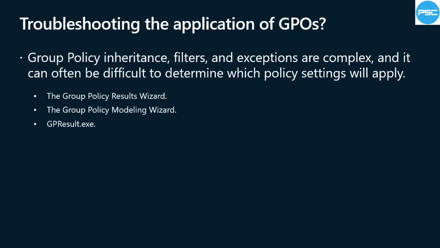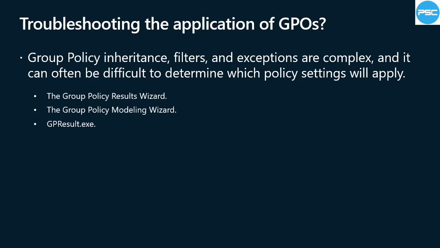Group policy inheritance, filters, and exceptions are complex, and it can often be difficult to determine which policy settings will apply. Resultant Set of Policy is the net effect of GPOs applied to a user or computer, considering GPO links, exceptions such as enforced and block inheritance, and the application of security and WMI filters. Resultant Set of Policy also is a collection of tools that you can use to evaluate, model, and troubleshoot the application of group policy settings.